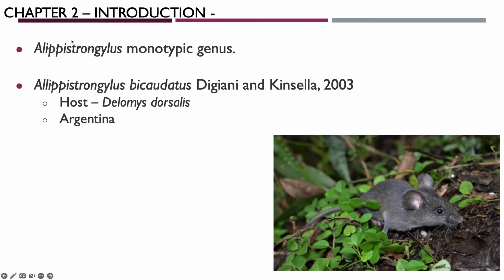Up until now, Nippostrongylus, the genus in which we have described a new species, is monotypic. And these guys, Nippostrongylus bicaudatus, are from Holochilus, this cute little rat right here, and they're from Argentina. Interesting. What we found was something from Peru.